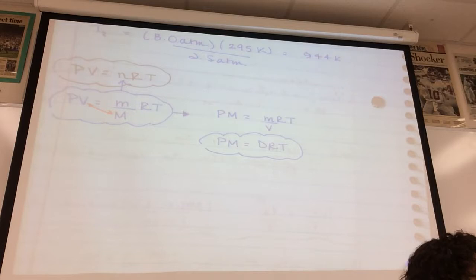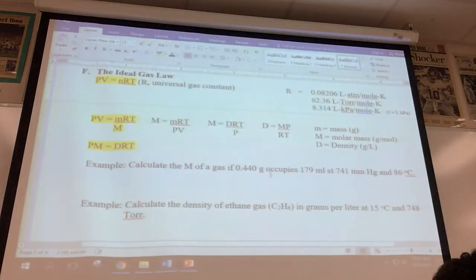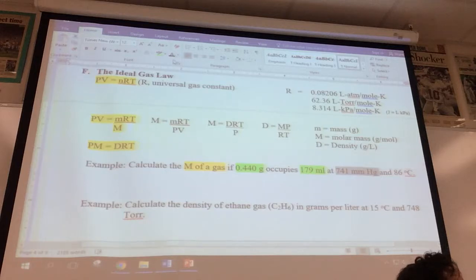Whatever works. All right, let's see if we can work through the following examples shown here. We'll do the first one together. I'll let you try the second one on your own. You want to calculate the molar mass of a gas, so that's what we're looking for. The mass is given. The volume in mils is given. Be careful there. The pressure and the temperature.